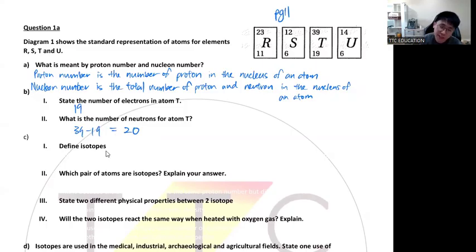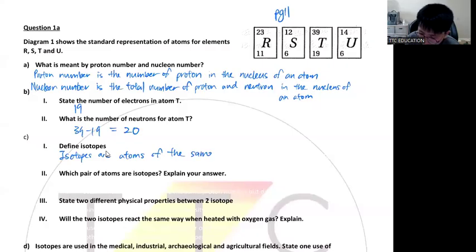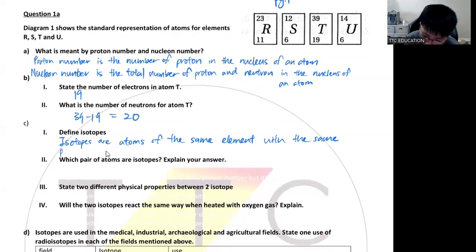So define isotope, guys. Third definition. What is the meaning of isotope? So we have to say isotopes are atoms of the same element with the same something, different something. Same what? Same proton number, or you can say same number of proton. Okay, but I usually go with proton number lah. Okay, same proton number, but different nucleon number.